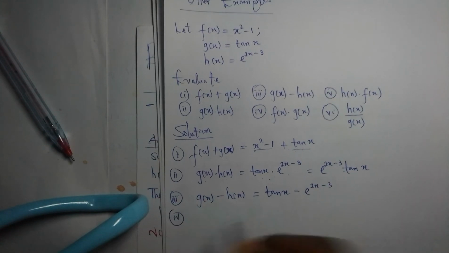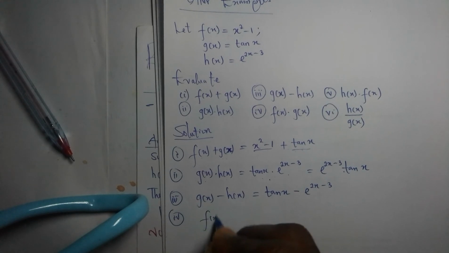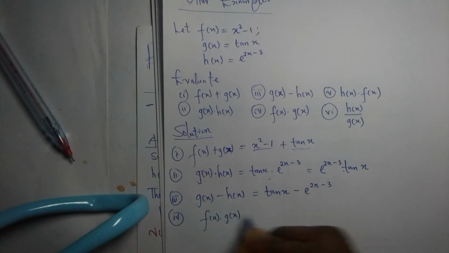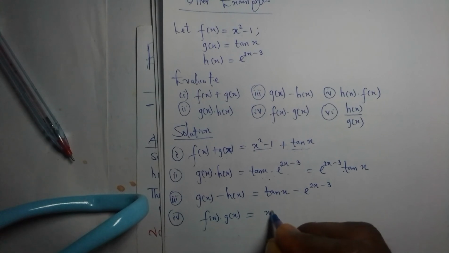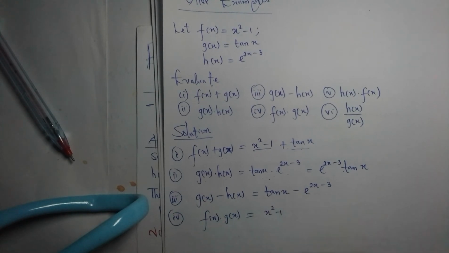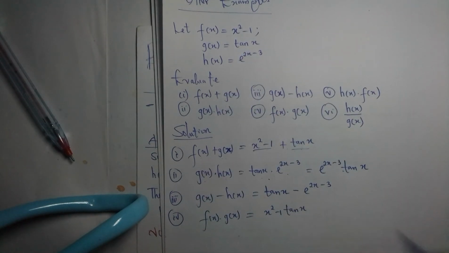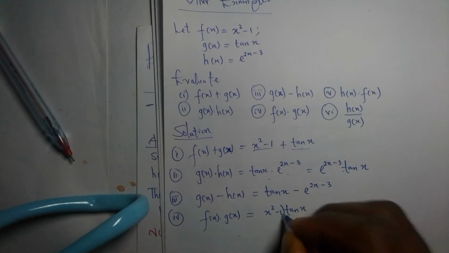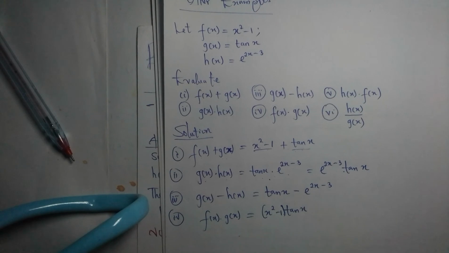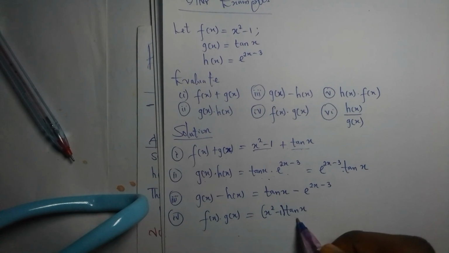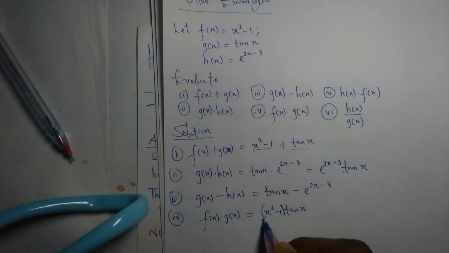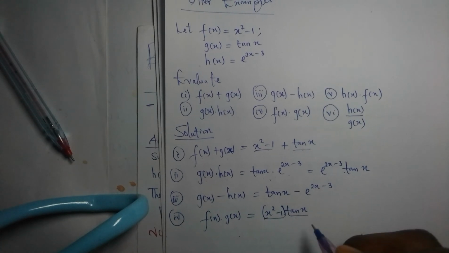Then number 4, we have f of x multiplied by g of x. So f of x is x squared minus 1, then times g of x. Now since our g of x is tan x, writing tan x just here is not going to make any sense because it's not going to be clearer. So what is advisable to do is that we put this in parentheses so that we have here x squared minus 1 times tan x. This one is more okay now because we can see from here that this is our f of x, while this one is g of x.